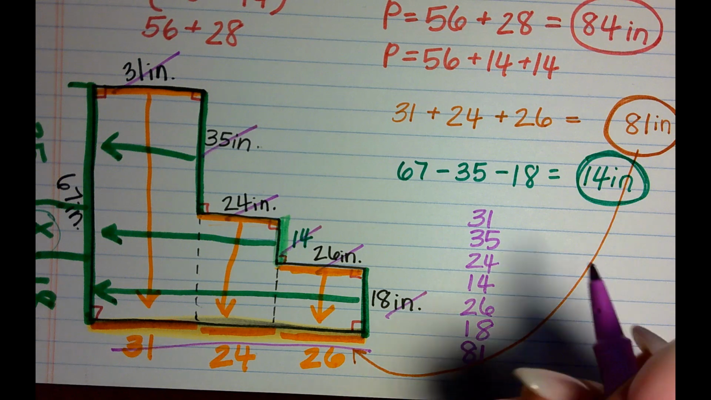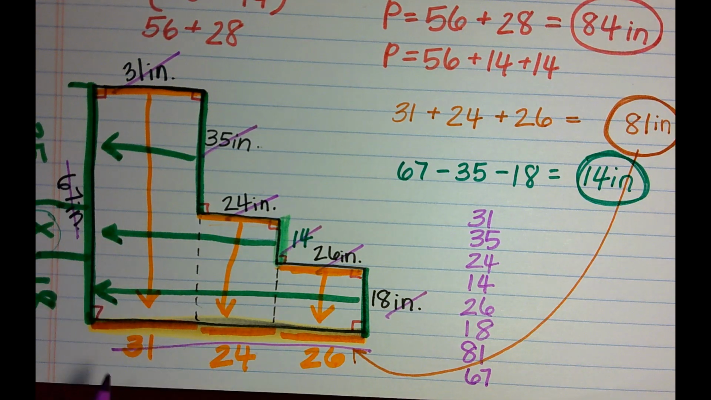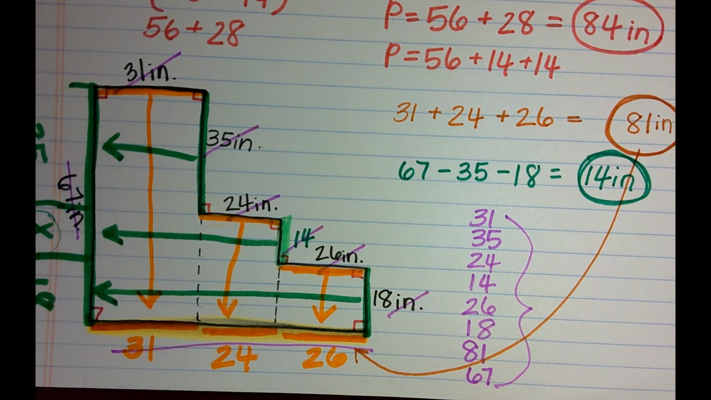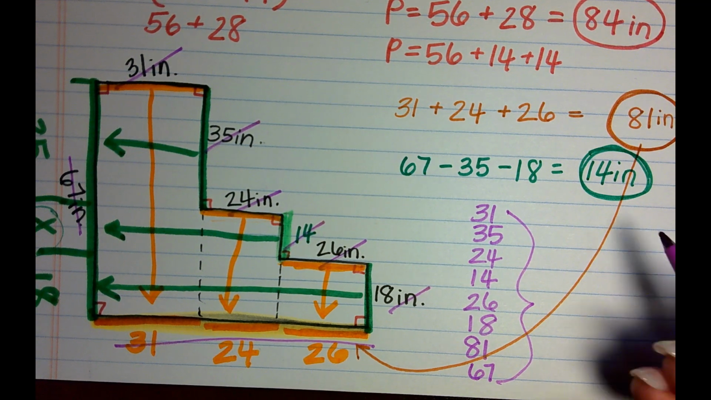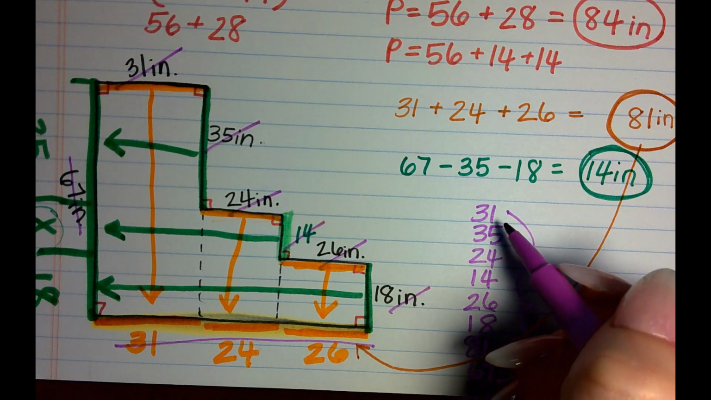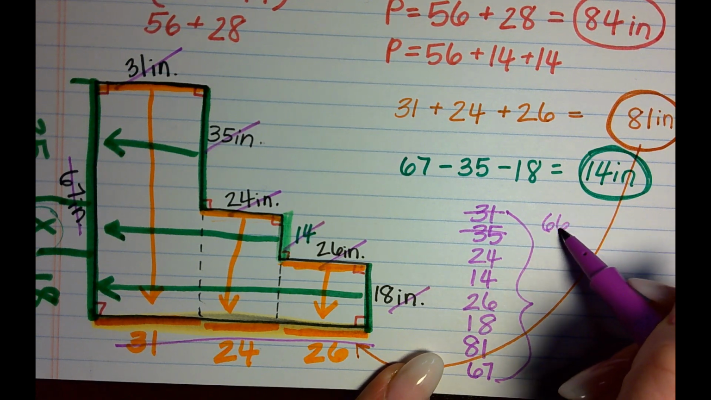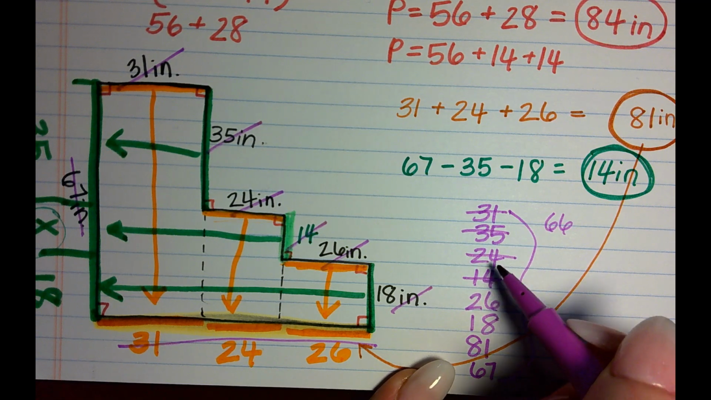67. Use 31. So, add these together. Tell me what you get. 296? Let's see, 31, 35, that gives me 66. 14, 24.